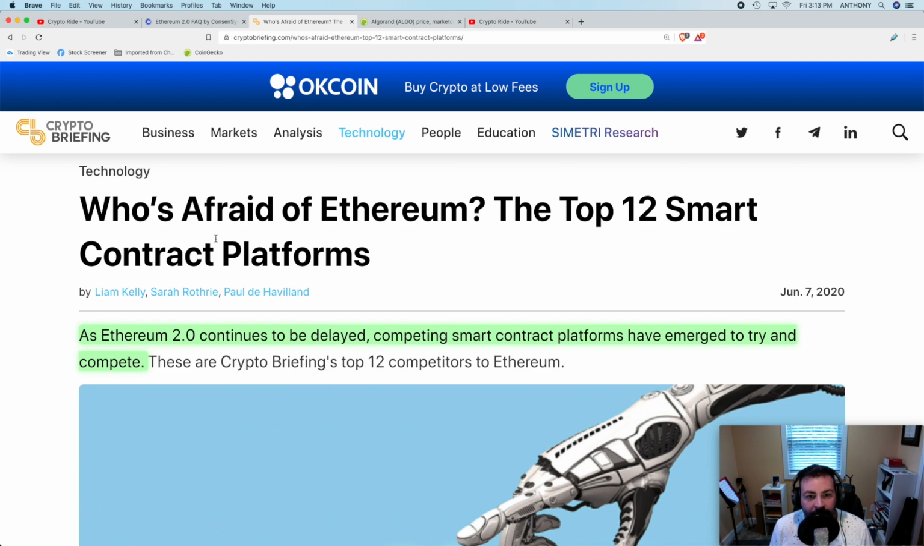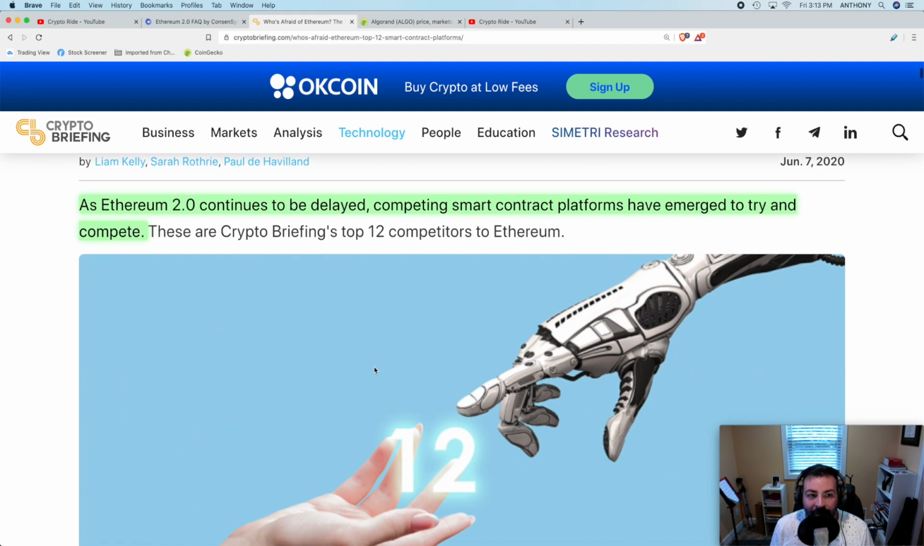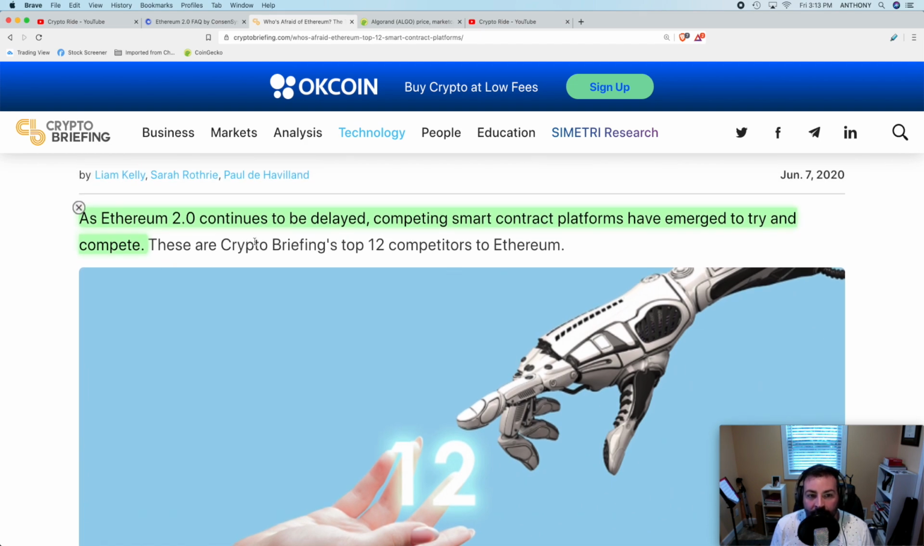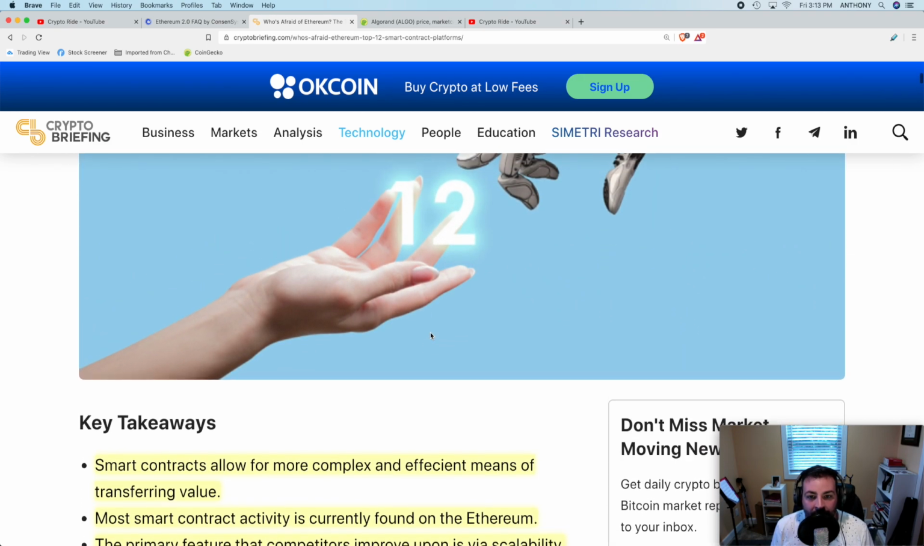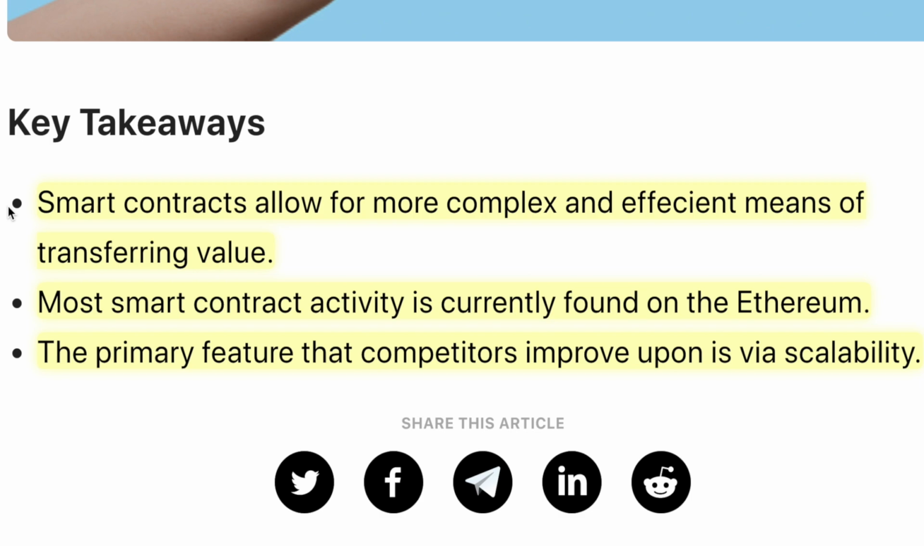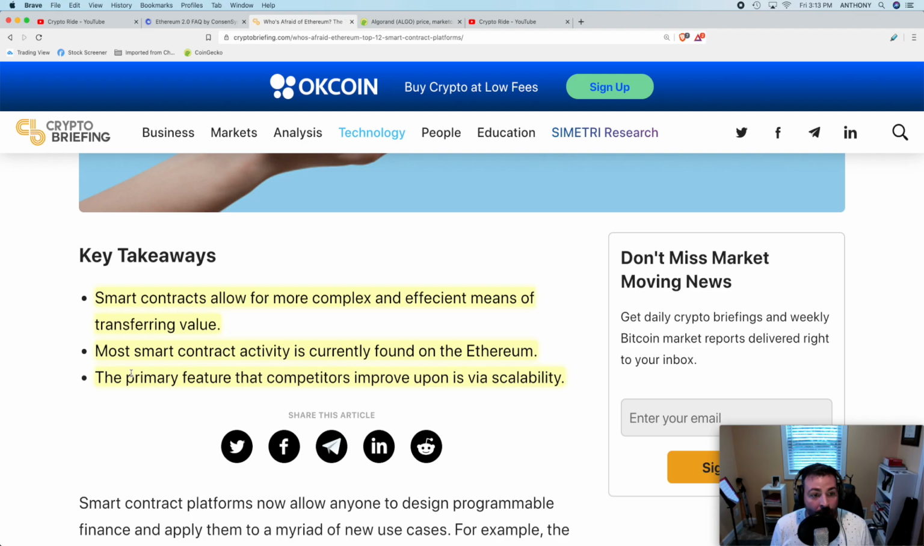But all right, who's afraid of Ethereum? The top 12 smart contract platforms. As Ethereum 2.0 continues to be delayed, competing smart contract platforms have emerged to try and compete. I also want you to see this. Most smart contract activity is currently found on Ethereum, and that is worth stating.